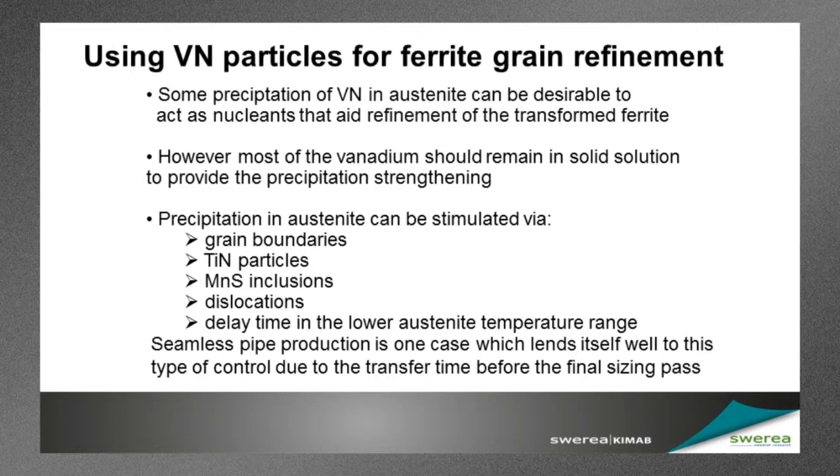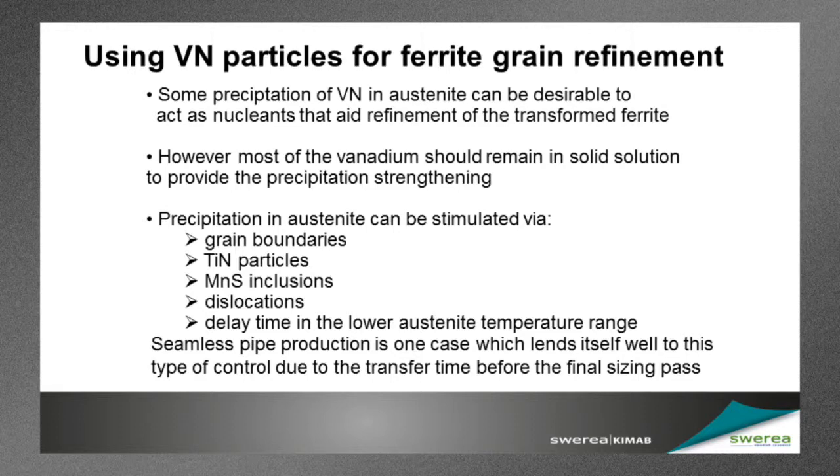There are a number of different options. One is that they will form preferentially at grain boundaries. That's pretty much always the case. If we have titanium in the steel, then there will be precursors of titanium nitride, and it's well known that vanadium nitride can form a layer on the surface of that, which will then be a good nucleant. Manganese sulfide inclusions have been shown as other sources, but we don't, generally speaking, want to increase the manganese sulfide inclusion content because that would have other deleterious effects.